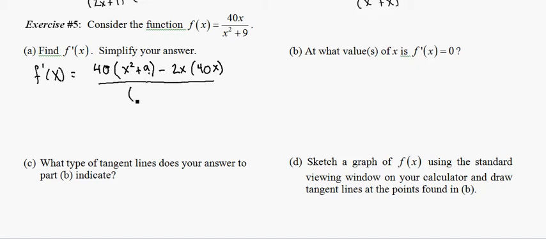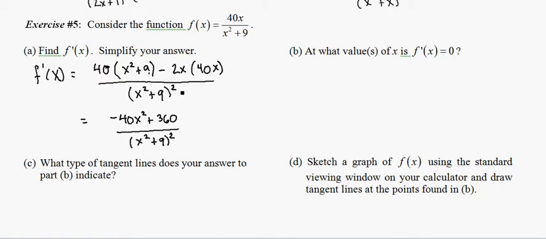All divided by the denominator squared. Again, that's the calculus. That's it. The rest of it you've got to be able to clean up on your own. The numerator eventually simplifies to negative 40x squared plus 360. And we'll leave that denominator exactly the way it looks. X squared plus 9, the quantity squared.